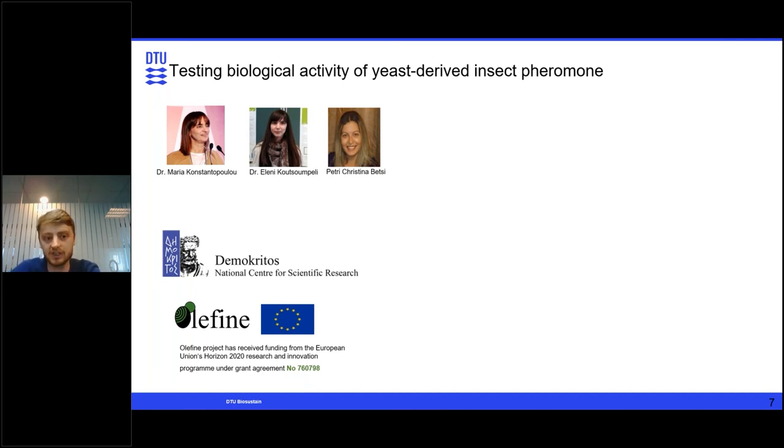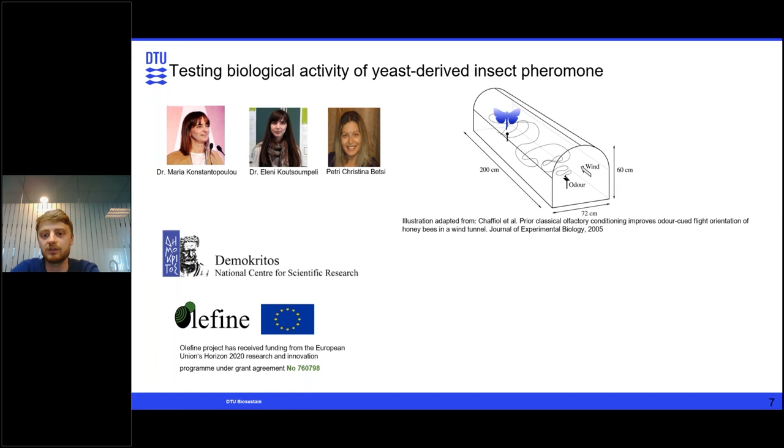And this was done by our collaborators in Demokritos in Greece. So it was done by Dr. Maria, Eleni, and Petri within the framework of the EU-funded Olefine project. The experiment they did is what is called the wind tunnel experiment, where you have the insect on one end of the tunnel and the pheromone blend on the other side. Then you apply the wind towards the insect and you observe how the insect behaves.